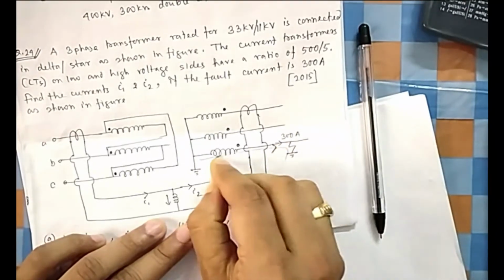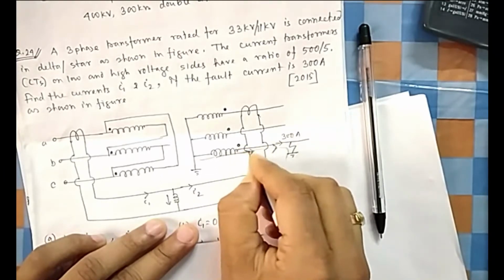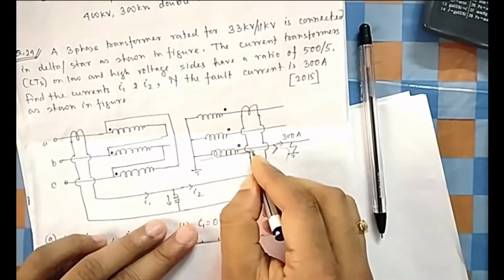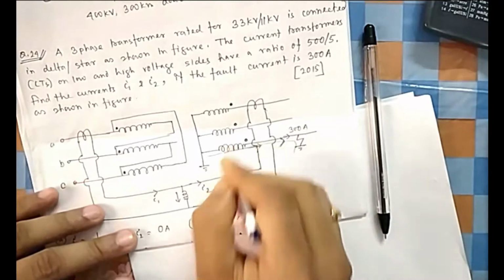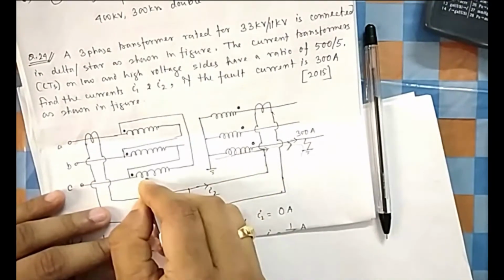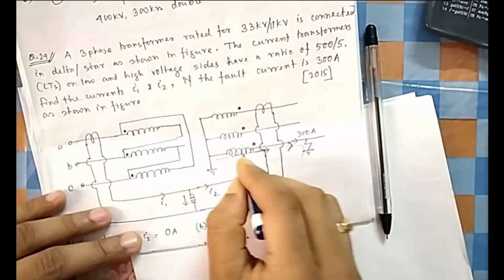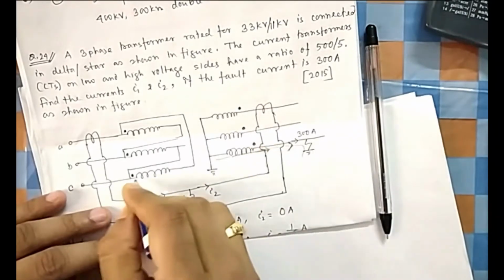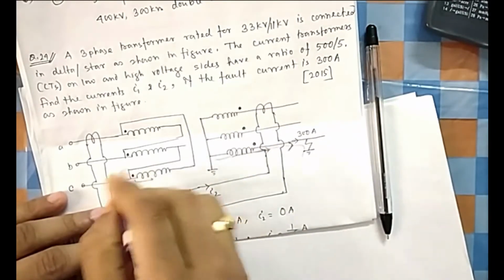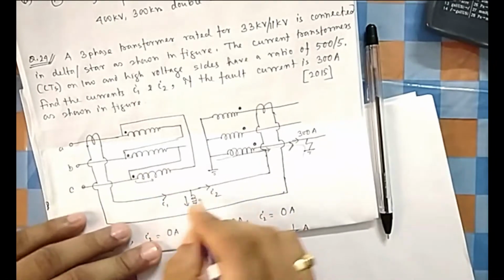Okay, if current is flowing through here, you can see that it is coming out of this dot. It is leaving the dot, so here it should enter. So the corresponding phase is this one, and this corresponding phase will get affected, because it is leaving here and through here it should enter. Here direction doesn't matter because they just want to find the difference.